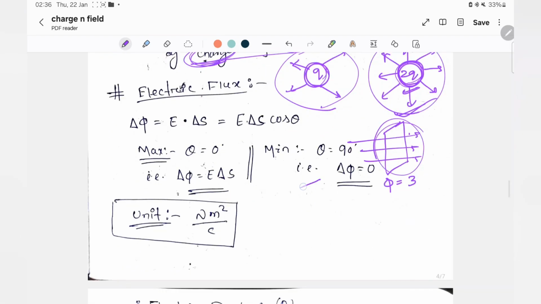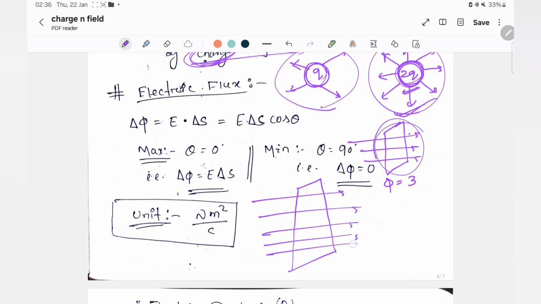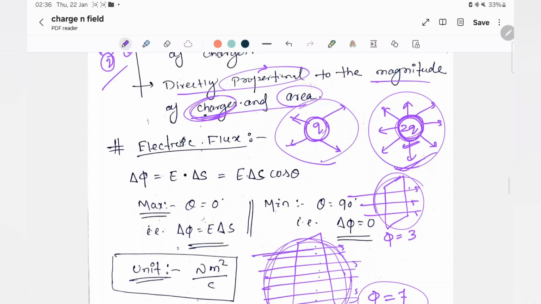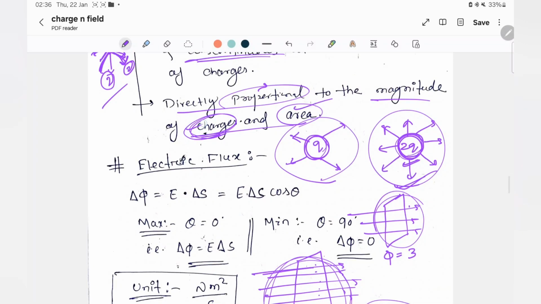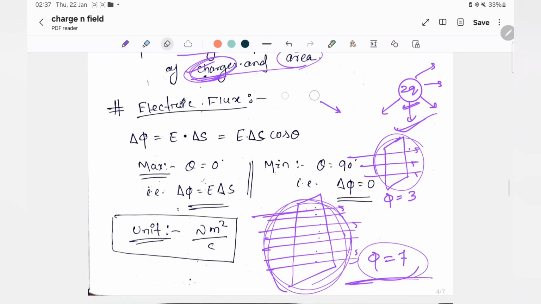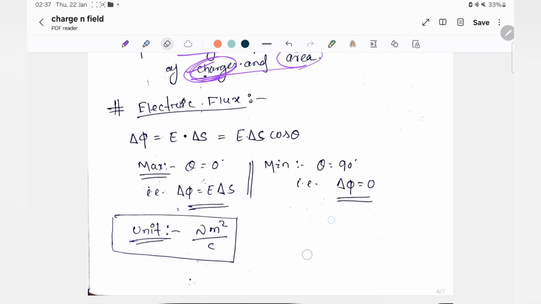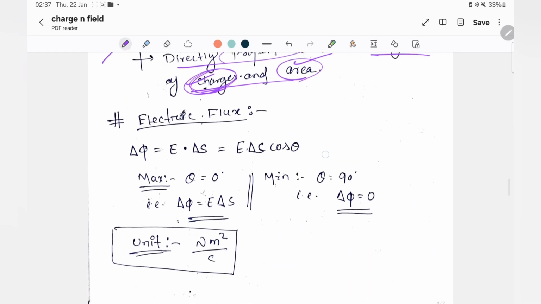Okay, now if we take a larger area, more lines of force will pass through it. Here, how much flux is there? 1, 2, 3, 4, 5, 6, 7, so there are 7 lines of force passing through this larger surface area. So the lines of force are directly proportional to the area and the magnitude of the charges. Okay, clear? Now, by describing it, I introduced a word, that is flux.